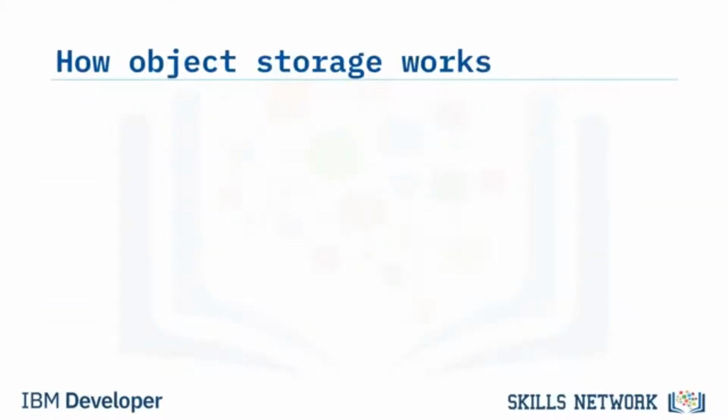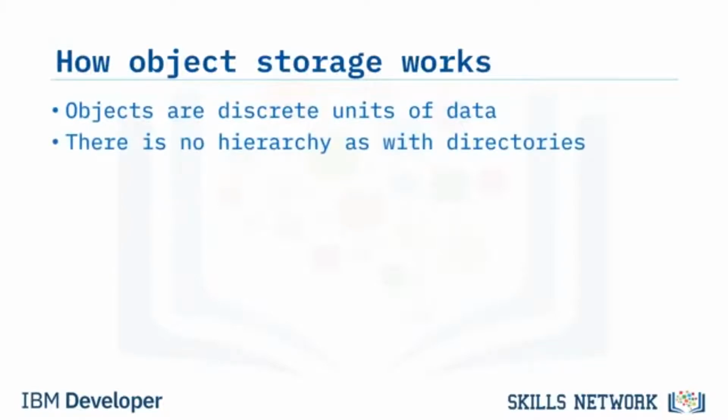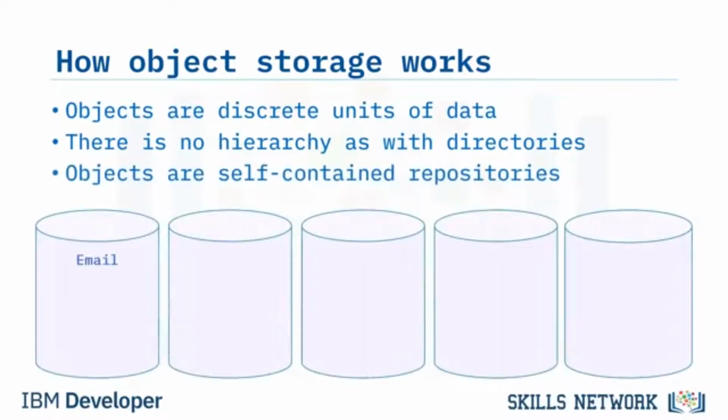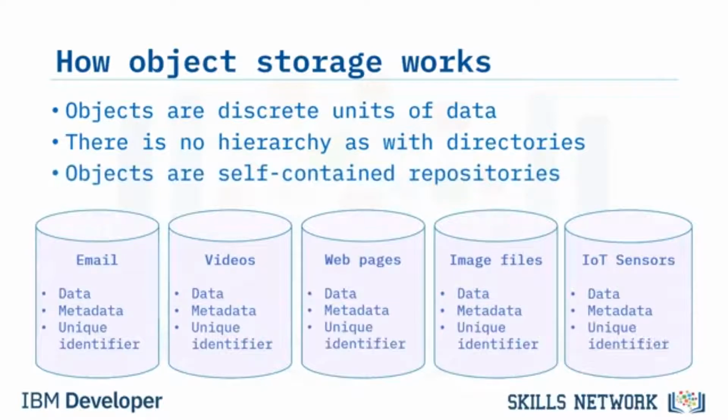Here's how object storage works. Objects are discrete units of data. Object storage does not have a hierarchy like a directory system. Instead, each object is a self-contained repository that contains the data, metadata, and a unique identifier that applications use to access the object. These self-contained repositories result in a flat structure that is highly scalable in comparison to relational databases.